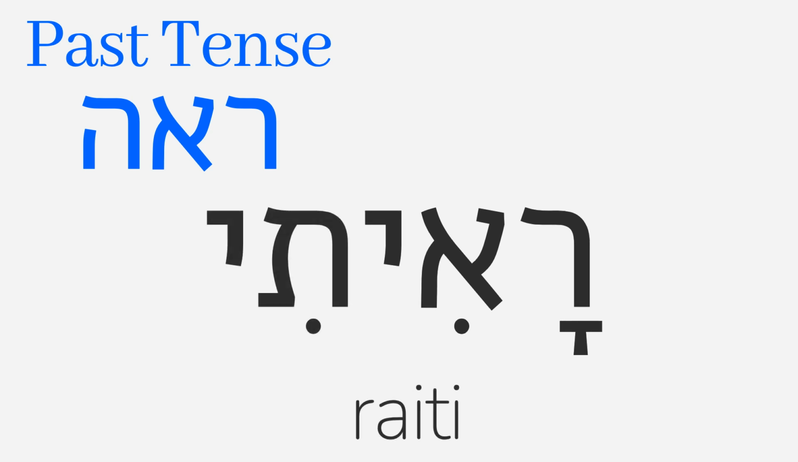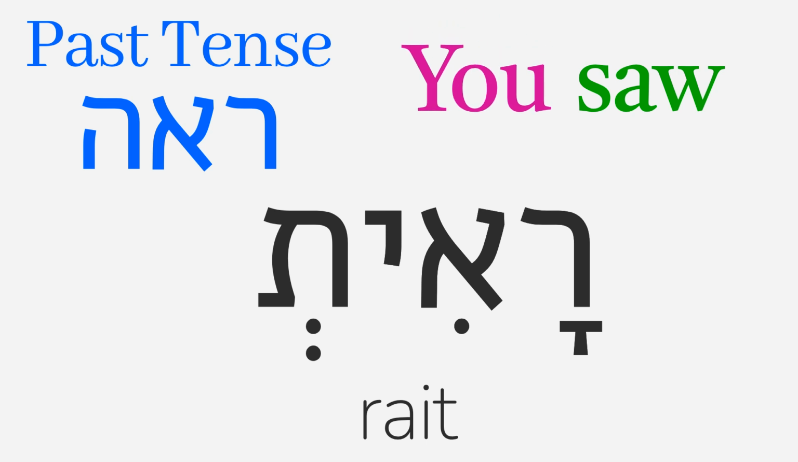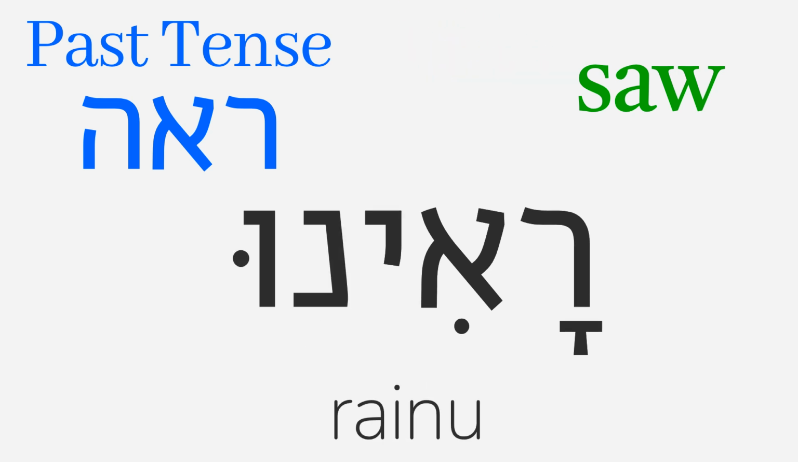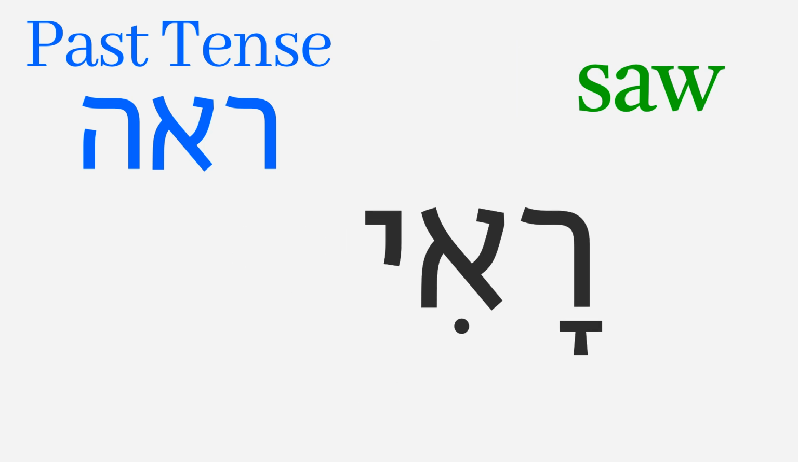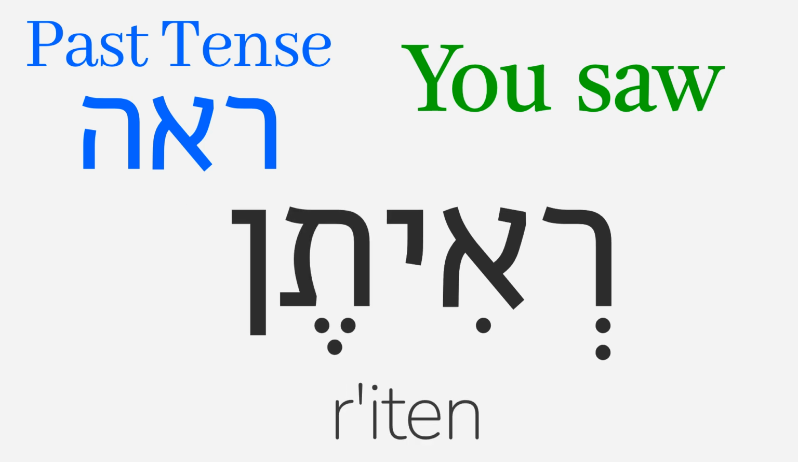A t ending to make ra'iti, I saw, a ta ending to make ra'ita, you saw masculine singular, a t ending to make ra'it, you saw feminine singular, or a nu ending to make ra'inu, we saw. Remember the atem and aten, you masculine and feminine plural forms, shorten the first vowel to a shva, and then add either tem to make ra'item, you saw masculine plural, or ten to make ra'iten, you saw feminine plural.